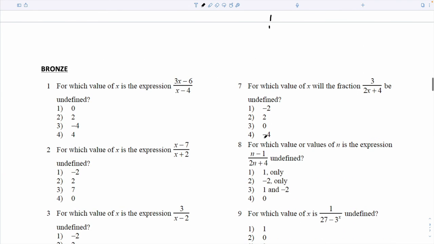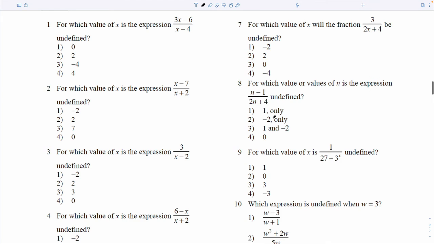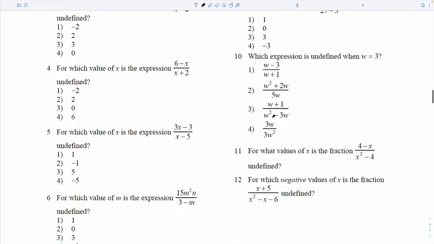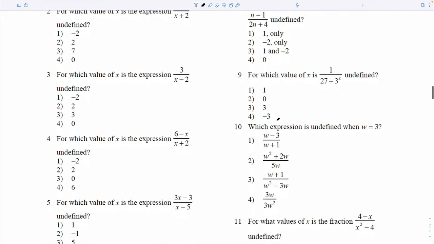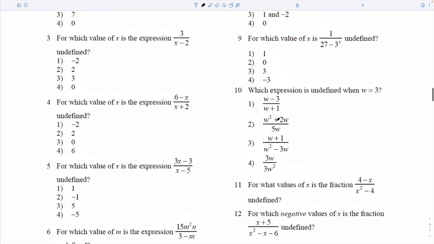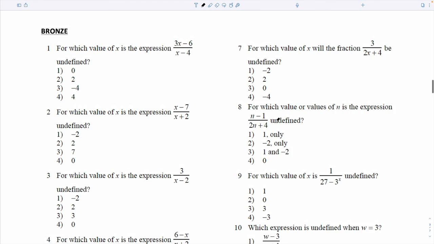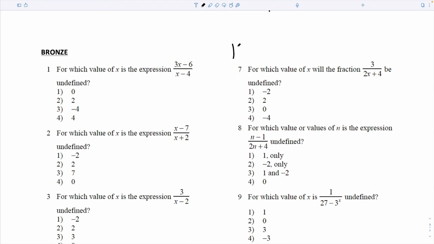You got 5 minutes to roll through. I do not need to see work for 1 through 6. I do need to see work for 7 through 12. 1 through 6 should be pretty mental and be done in the next minute. 7 through 12, I need to see set up. 2x plus 4 equals 0. 2n plus 4 equals 0.